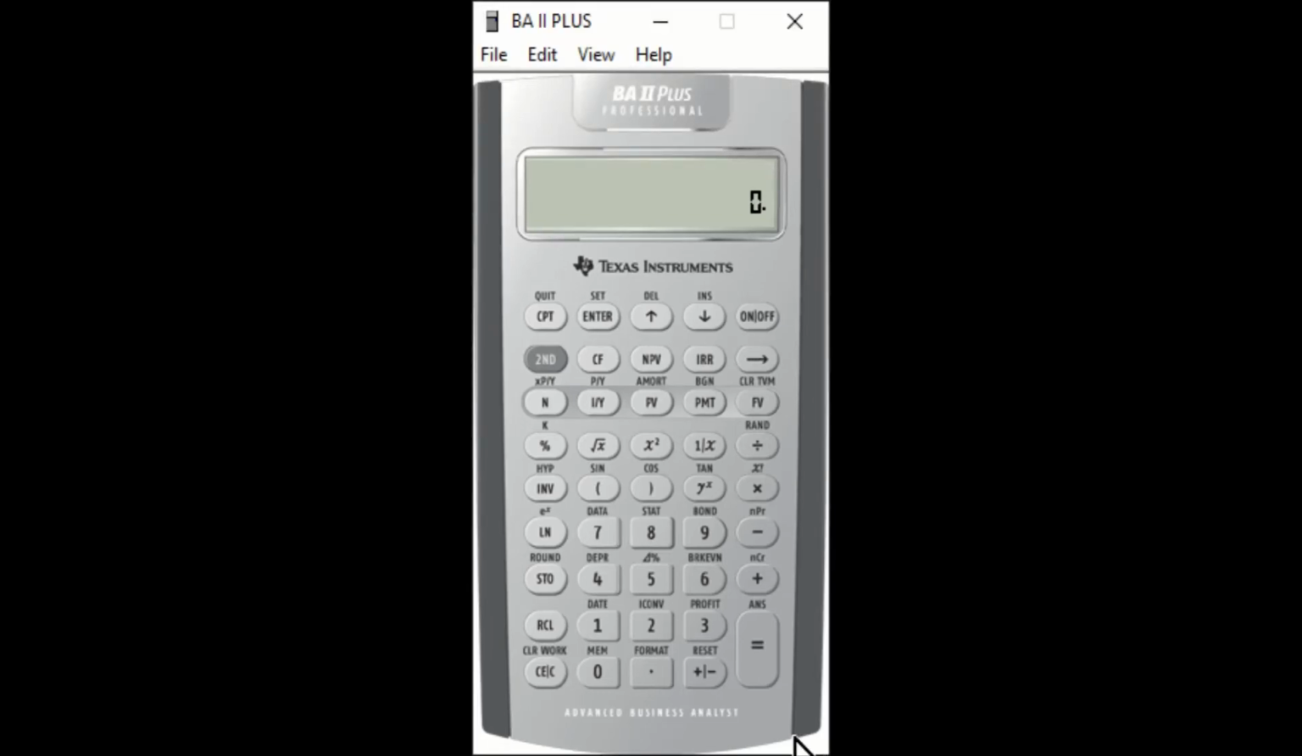A lot of what I do on the spreadsheet regarding amortization, you can actually do on your calculator. So let's take a look at that. First thing, set our periods per year to 12.